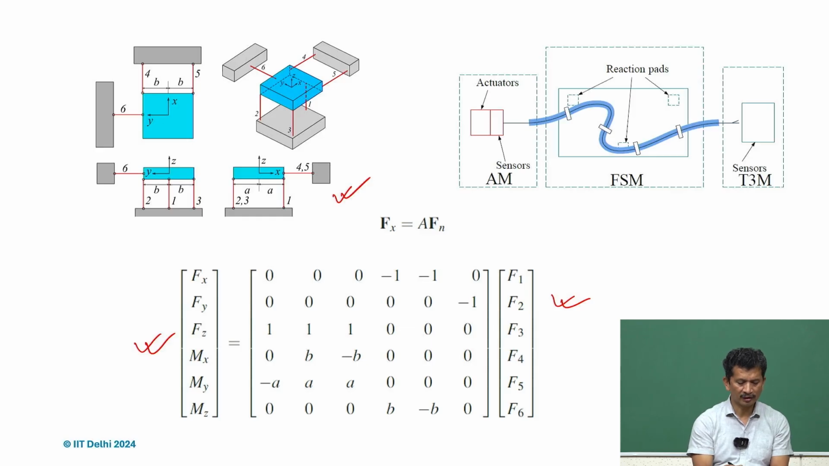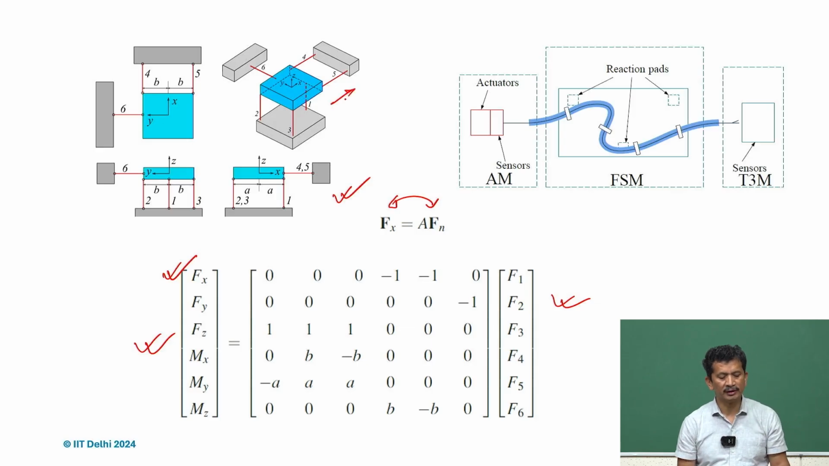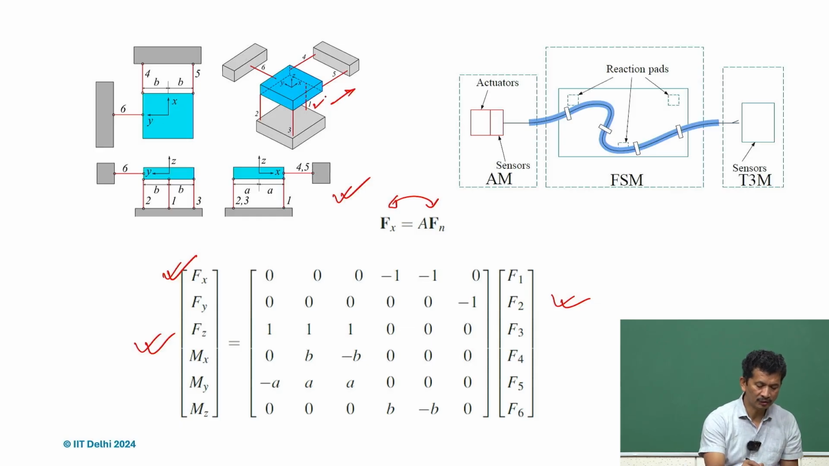So, that is what we say: there is a 1-to-1 correspondence whenever there is an exact constraint design. For instance, if we look at f x, this direction, if the force in the x direction is applied, what will happen? Take constraints 1, 2, 3 and 6.